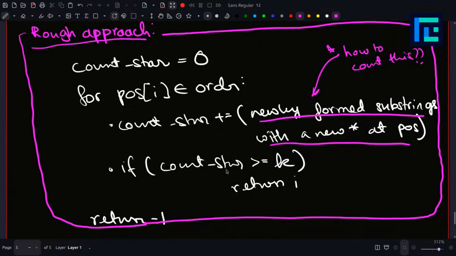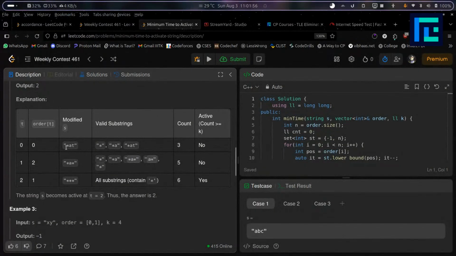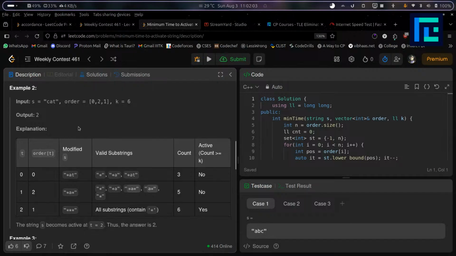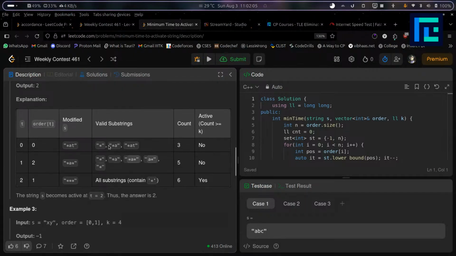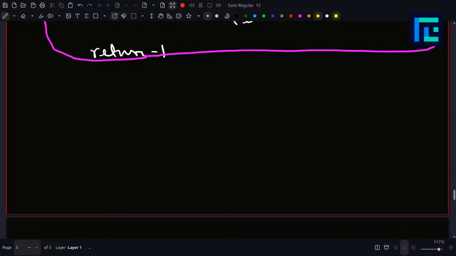Now, how do we keep track of how many substrings are formed with a star? I'll give you an example of a string. First things first, the letters of the string themselves don't matter, whether it's cat, rat, or ABCD. It only matters where the star positions are, so we can know how many newly formed star substrings there will be. Let's say our string is ABC, EFG, HIJK. This is our string.